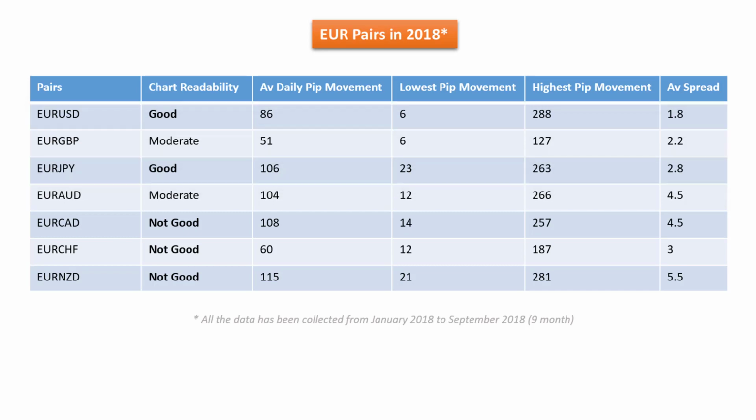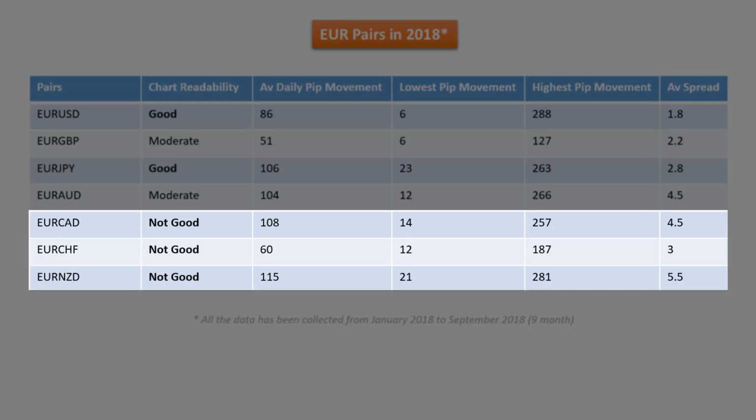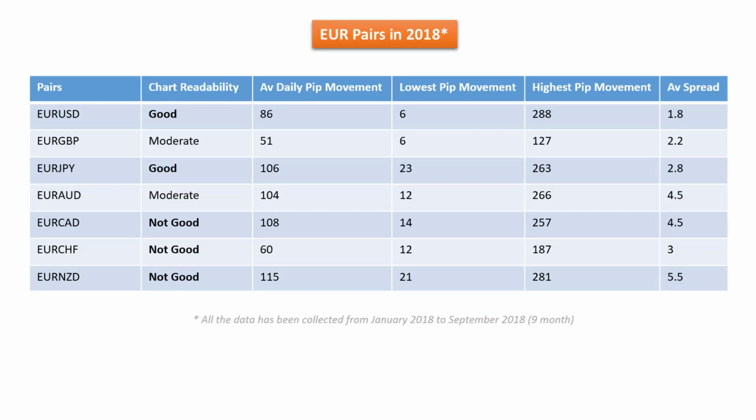Now you can see that the last 3 currency pairs in this table are the Euro CAD, Euro CHF and the Euro NZD. The price action charts of these 3 pairs are not very ideal to trade, as you will see more noise on these 3 pairs than any other Euro majors. And even the spreads are very high in these pairs. So you should avoid trading these 3 currency pairs. Instead, trade the Euro USD, Euro JPY or Euro AUD if you want to trade the Euro.